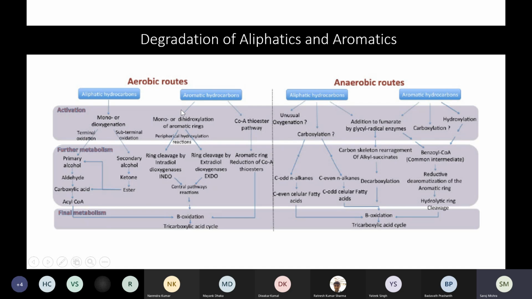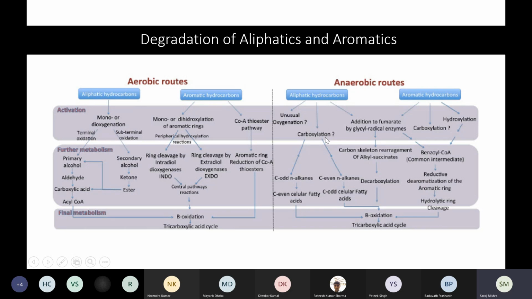Now, the same thing, for example: aromatic hydrocarbons can be degraded by certain pathways, and they're very easy to understand. There are only very limited ways that they can be degraded, which I will explain in the next slide. Under anaerobic routes, since molecular oxygen is not there, they carry out basically three different pathways, which are either unusual oxygenation, about which we don't know much, or the addition of, like it says, carboxylation.